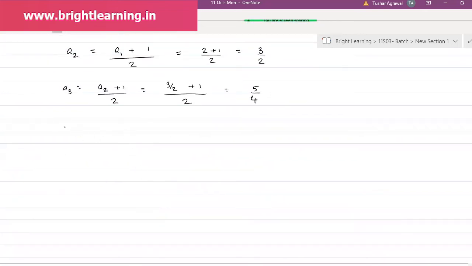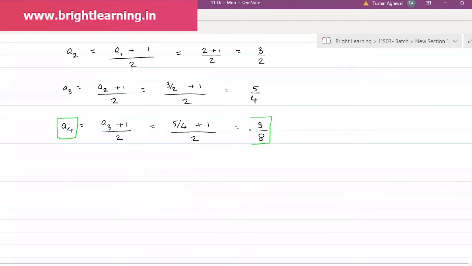Correct. Then what will be the fourth? The fourth term will be equal to the previous term plus 1 upon 2. The previous term is 5 by 4, plus 1 upon 2. So this is 9 by 4 upon 2, so 9 by 8. That is what was asked of me. I was asked to calculate the fourth term, so the answer is 9 upon 8.